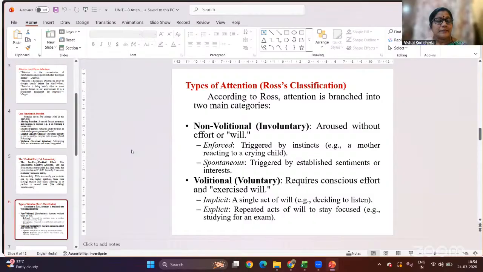This attention is branched into two main categories. I'm teaching about these types of attention. Non-volition means involuntary, aroused without effort or will. That is the non-volitional or involuntary attention. Non-volitional means the environment captures you with no effort. And the next one is volitional, meaning voluntary. That means you capture the environment, with high effort.